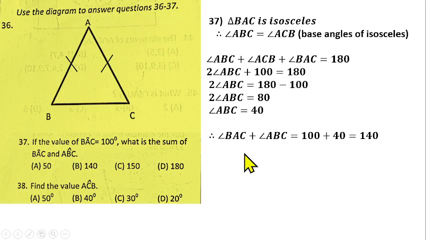What we have to find is to add BAC. BAC, which is this angle, is 100, plus angle ABC, which we have gotten as 40. So 100 plus 40 gives us 140, which is option B. Then we have to find the value of angle ACB, which is 40 also, because this angle here and this angle here are equal, base angles of an isosceles triangle. So ACB is equal to 40 degrees.